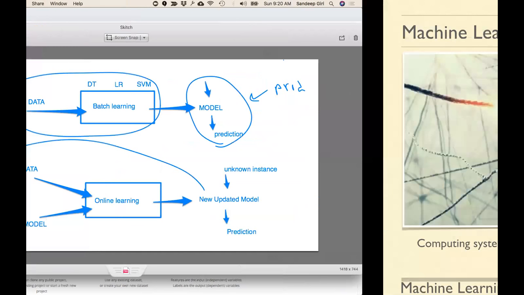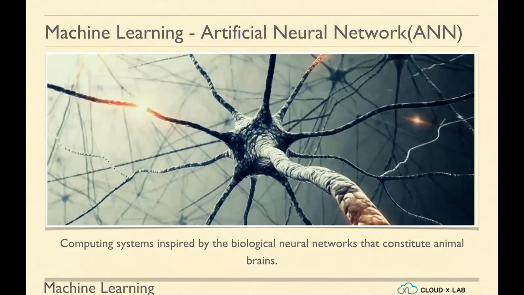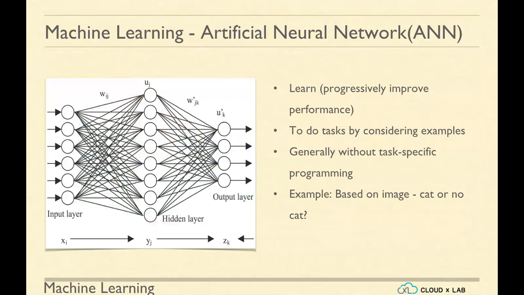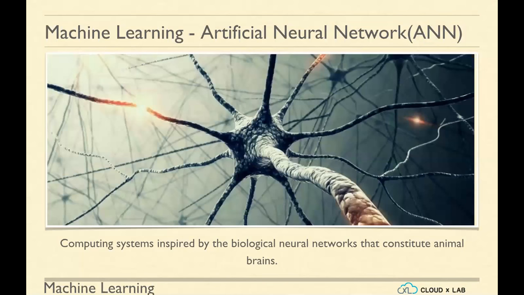Now, later on, it was figured out that if you create the algorithm on the principles of the way the animal brain is built, the model will be great. So this is where the idea of artificial neural network came into play, because it started giving good performance.